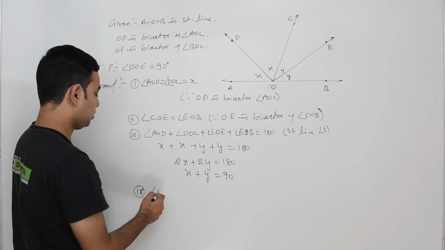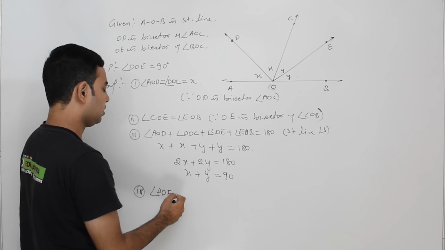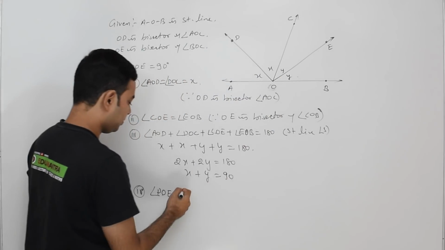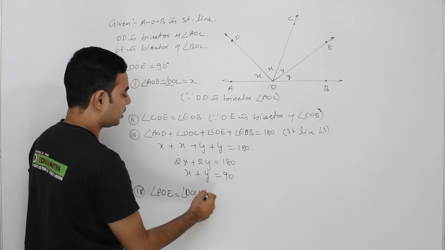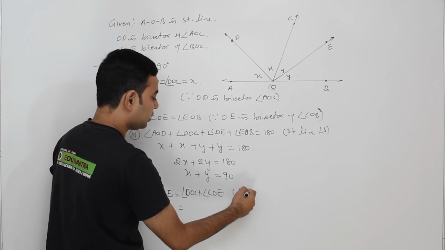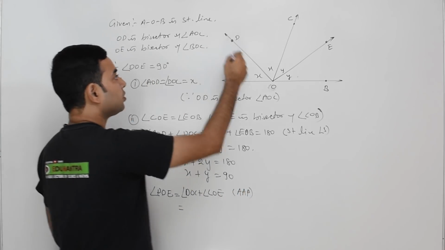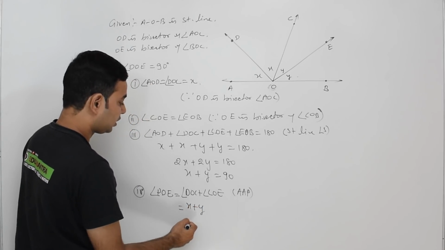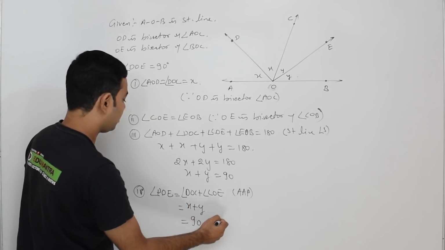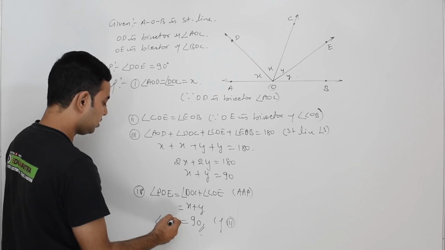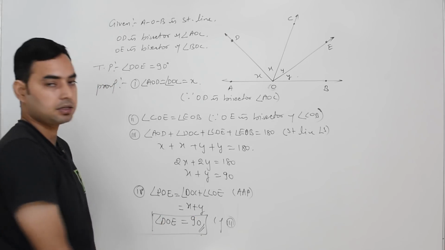In the fourth point, what do we want? DOE. DOE is nothing but DOC plus COE, angle DOC plus angle COE, by the angle addition property. So DOC is x and COE is y. x plus y is 90. This is from 3. Hence the proof: angle DOE is equal to 90 degrees. We will have a next question.